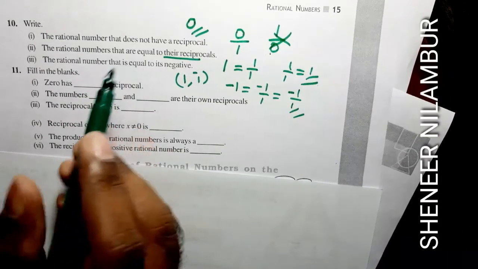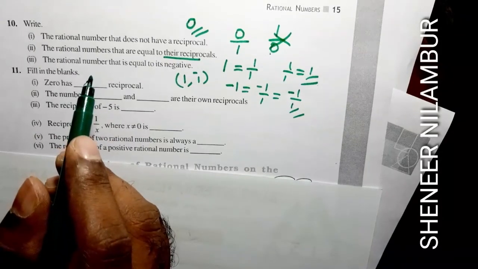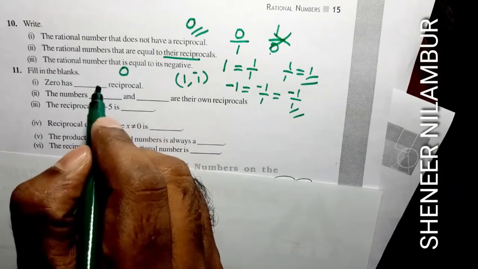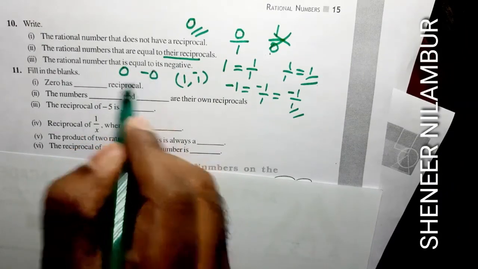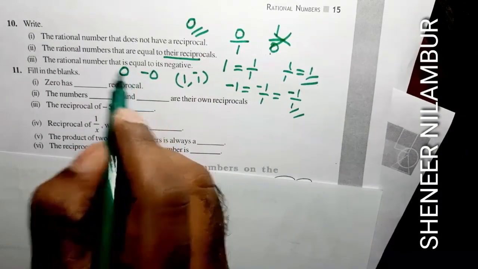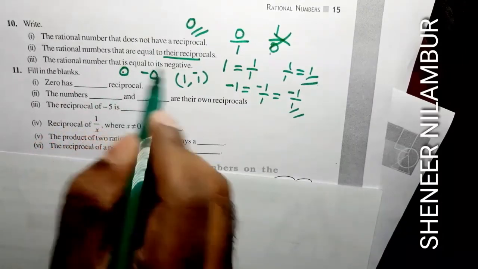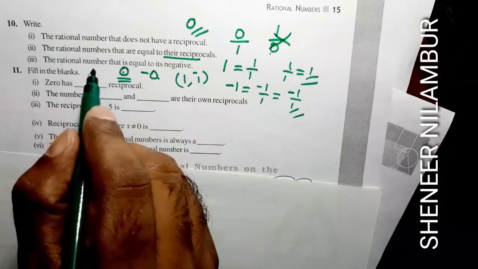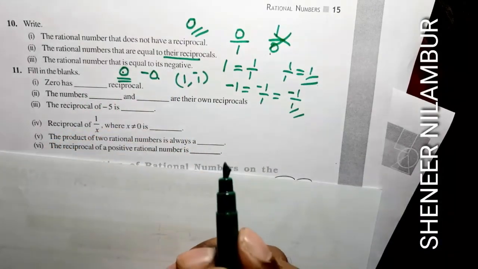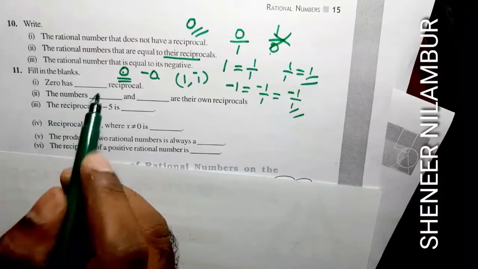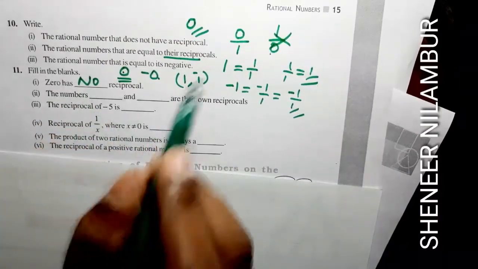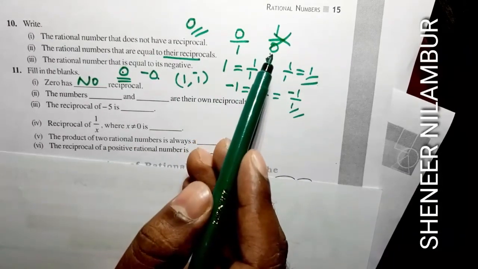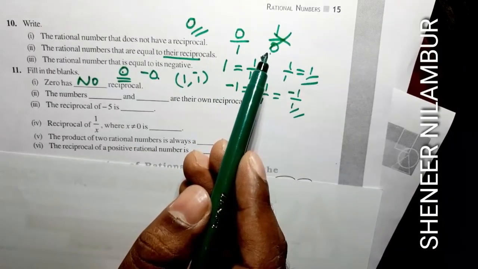Now the third question, the rational number that is equal to its negative. Actually, we know that it is 0. What is the negative of 0? Minus 0 is the same 0. 0 has no sign. So the rational number 0, its negative is 0. So both are the same. So we can say 0 is the rational number that is equal to its negative also. Now 0 has no reciprocal. That we studied. Because the reciprocal of 0 means 1 by 0, which is not defined. There is no such number.